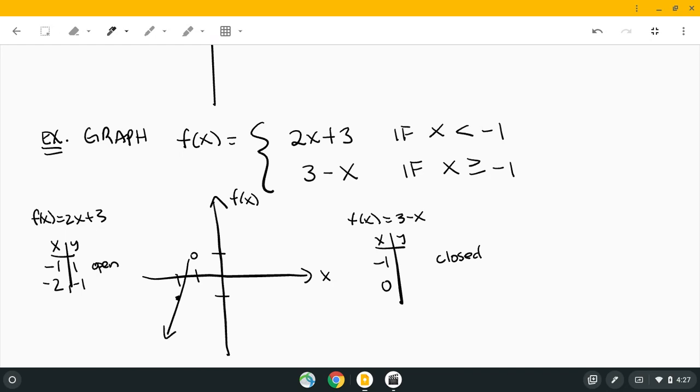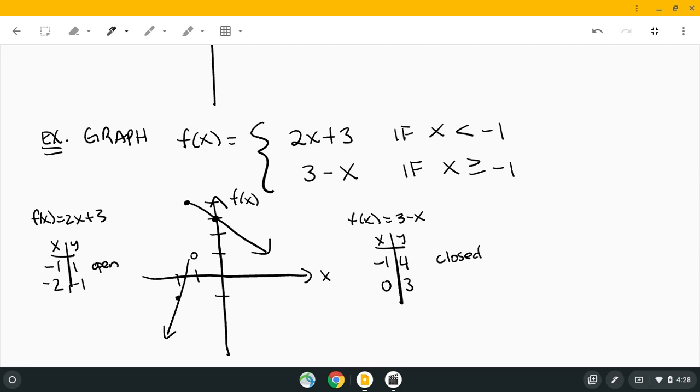For the right side, let's fill in this table to get the right side of the graph. When x is -1, double negative becomes positive, so that becomes 4. And here we get 3. So -1, 4, closed point. And then 0, 3. Right there. And we will have this graph.